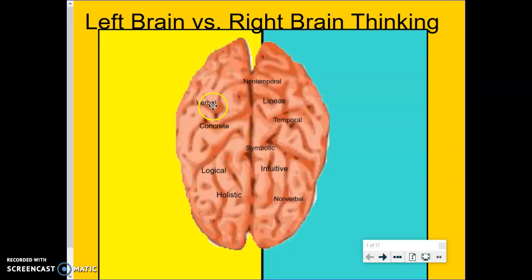So the left side of the brain, the first definition, the first process is verbal, and the right side processes things in a non-verbal way. So when we are defining verbal, and I'm going to make these larger, we are using words to name, describe, and define.